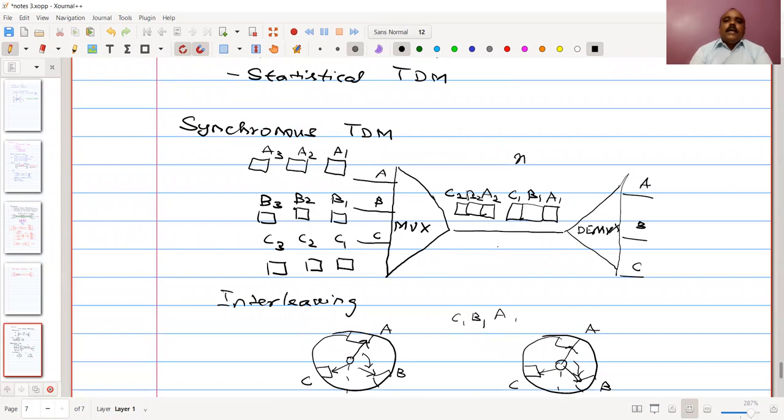In synchronous TDM, we have to observe one thing here. If some user does not have data, let's take that we don't have the C2 information at this time slot, then that resource will go to waste. We can observe that there is an empty slot. These are the slots that are filled, but there is an empty slot here. So we call this an empty slot.